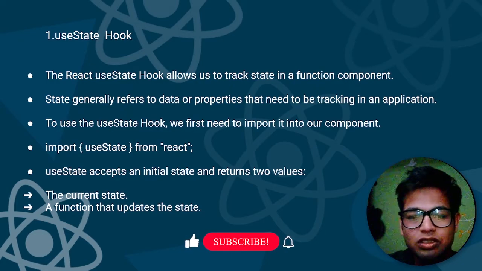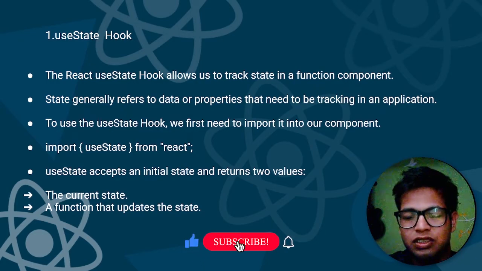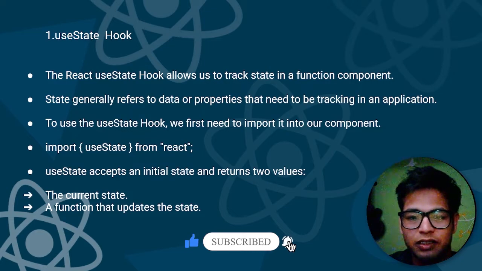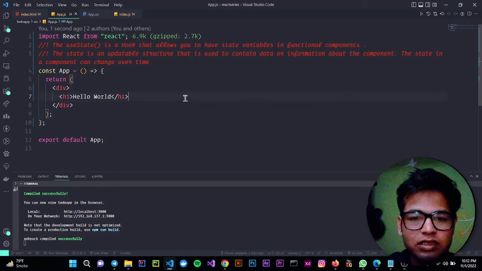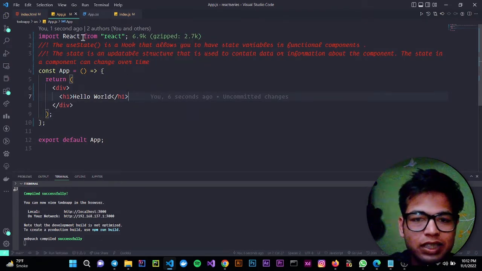To use the useState hook, we first need to import it into our component. The syntax is: import useState from React. The useState hook accepts an initial state and returns two values. The first one is the current state, and the second one is a function that updates the current state. Now let's learn useState hooks with an example.